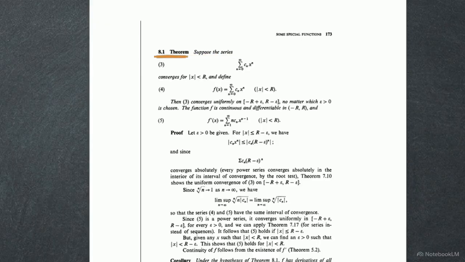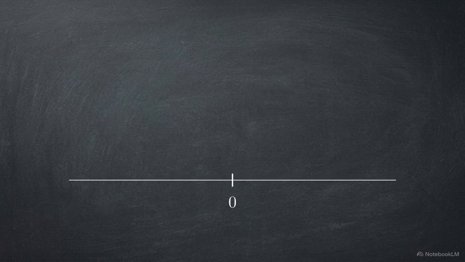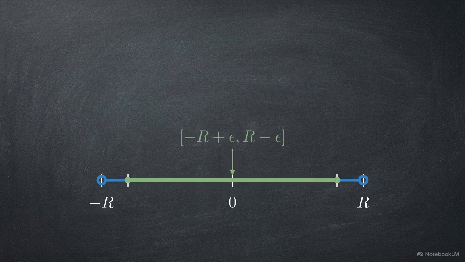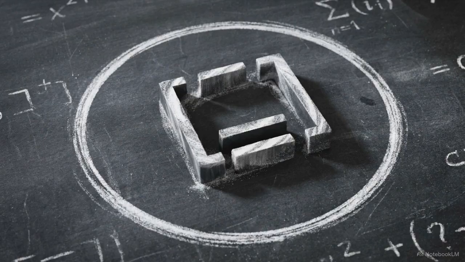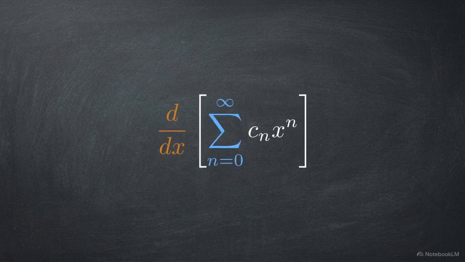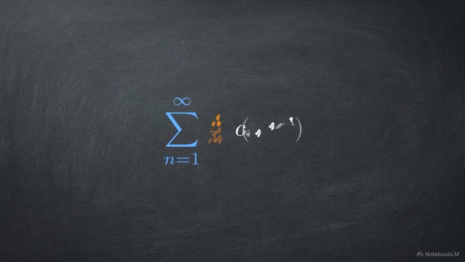These equations show the original series, equation 4, and its term-by-term derivative, equation 5. While the series converges everywhere inside R, it only converges uniformly on a compact subinterval located strictly inside the main radius, shrunken by epsilon. Applying the root test proves the derived series maintains the same convergence boundaries, from negative to positive R. Because the convergence is uniform on this compact subset, the rules established in Chapter 7 apply. This uniformity is what permits us to interchange the derivative operation and the infinite sum.